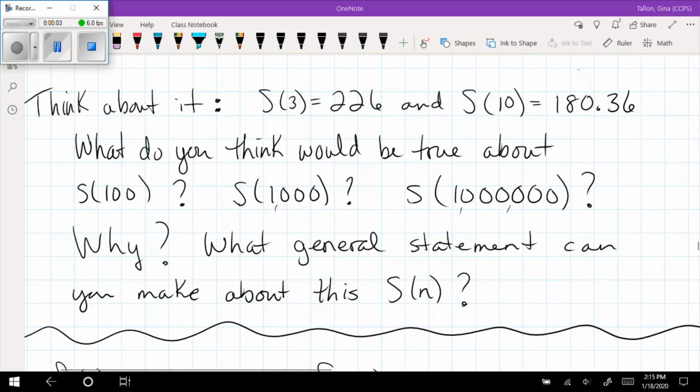Okay, now think about it. If the upper sum with 3 subintervals is 226 squared units, because we're talking area, and the upper sum with 10 subintervals is 180.36 squared units, what do you think would be true about the upper sum with 100 subintervals? Or the upper sum with 1,000 subintervals? Or the upper sum with 1,000,000 subintervals? Why so? What general statement can you make about this capital S sub n? Well, let's look.